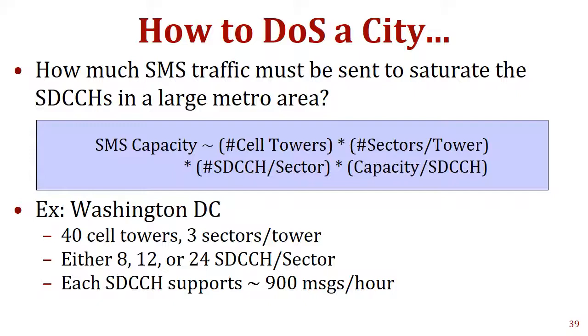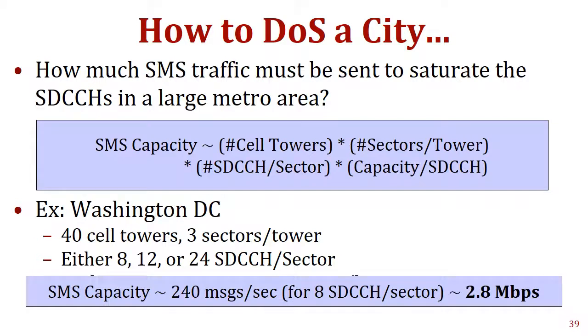For example, for Washington DC, it's about 900 messages per hour for each SDCCH, and it's 8, 12, about 24 SDCCH per sector, and also 40 cell towers, 3 sectors per tower. So now you can calculate how much data you need to DDoS a city. Well, it's only 2.8 Mbps.